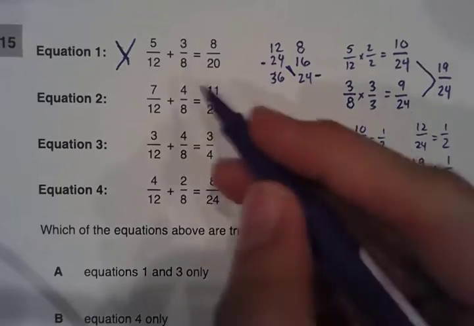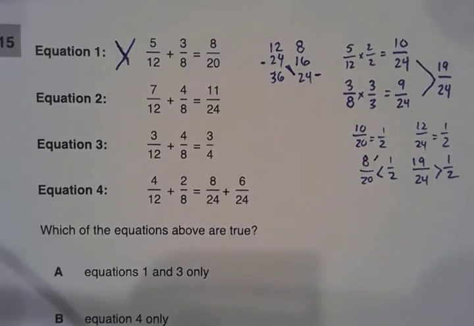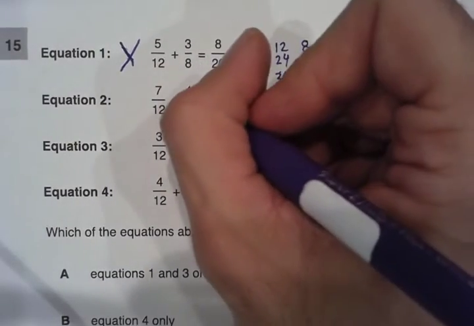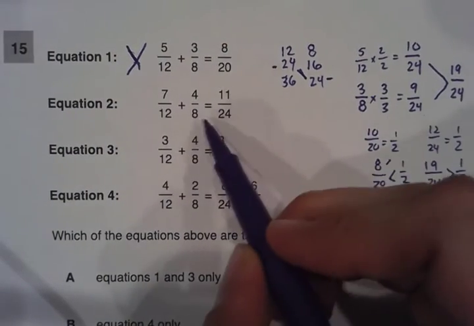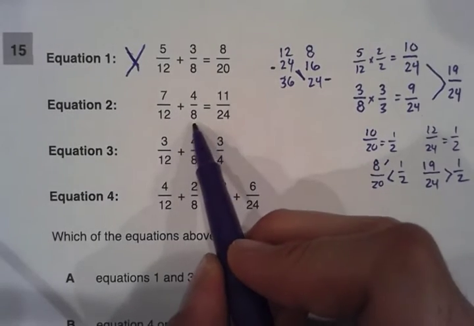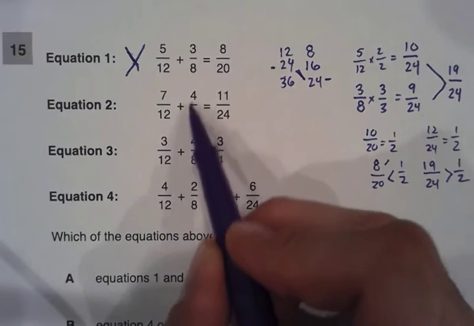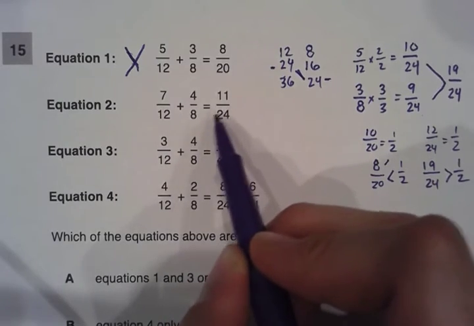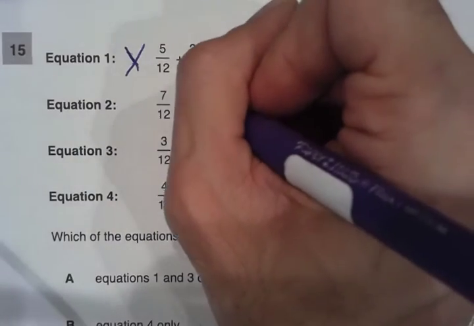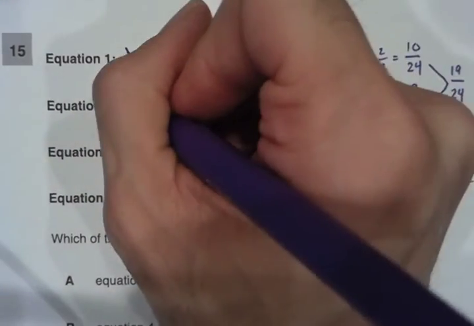So what about the next equation? Well, we already know our common denominators. But before we even continue, I know 11/24 is less than 12/24, which equals 1/2. But 4/8 equals 1/2, and 1/2 is greater than this number, so there's no way this is close to being true, because this alone equals 1/2. So equation 2 is also not correct.